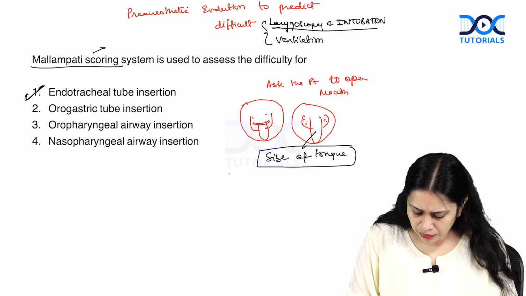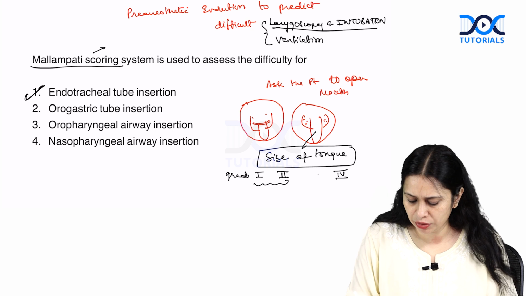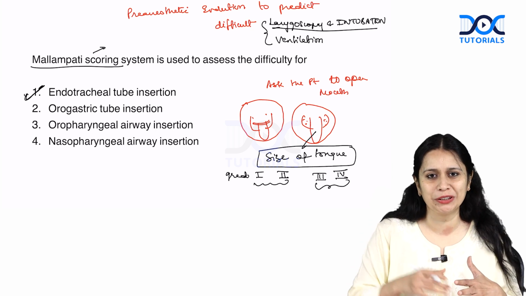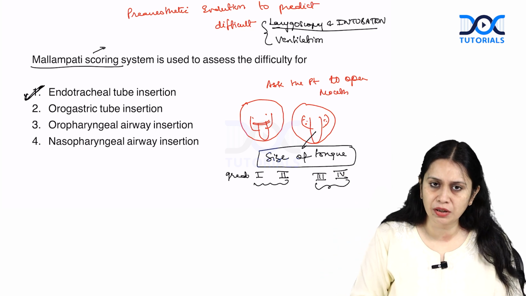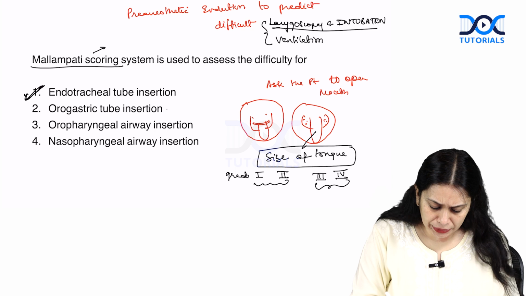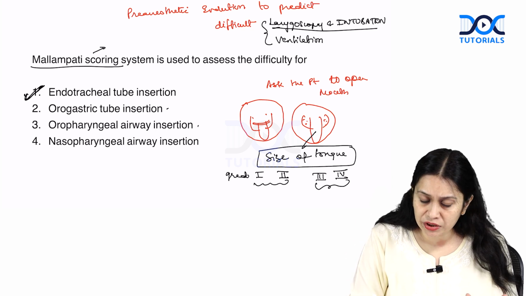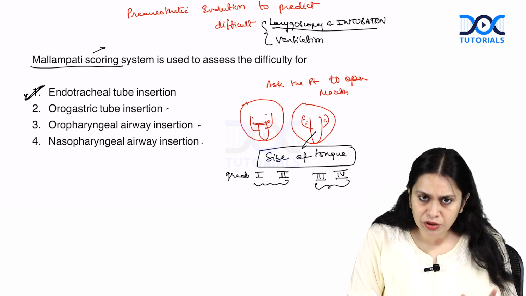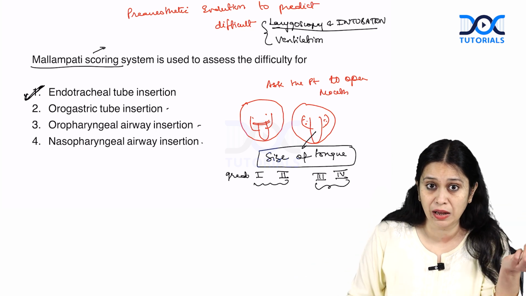There are 4 grades, grade 1 to grade 4, and grade 1 and 2, no difficult intubation. 3 and 4, this is predictor of difficult laryngoscopy and intubation. This is the predictor of difficult laryngoscopy and intubation. So answer is endotracheal tube insertion. Now there is no scoring system to predict difficulty in orogastric tube insertion, no scoring system to predict difficulty in oropharyngeal airway insertion, and no scoring system to predict difficulty in nasopharyngeal airway insertion. So no such scoring system available.